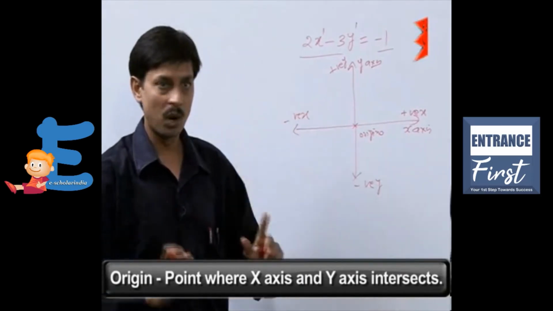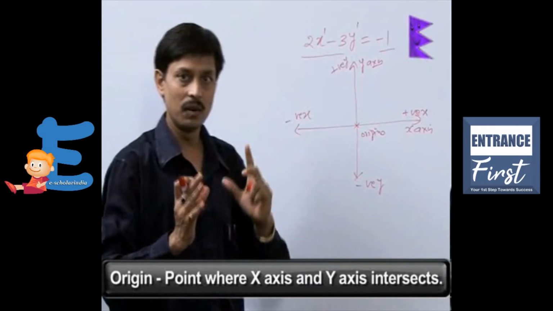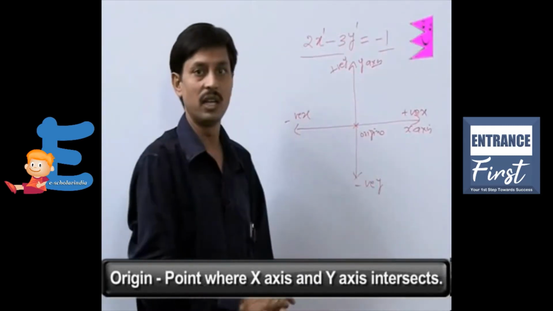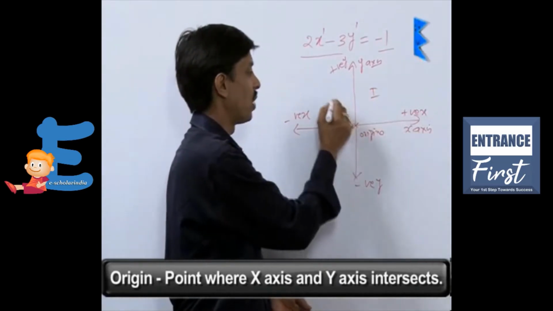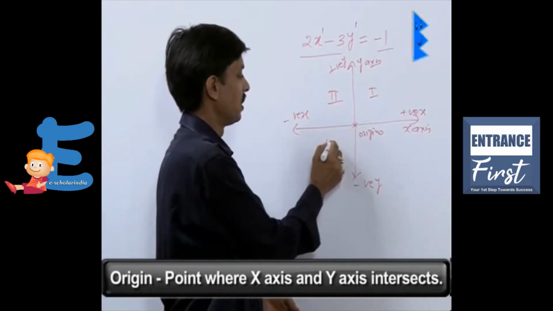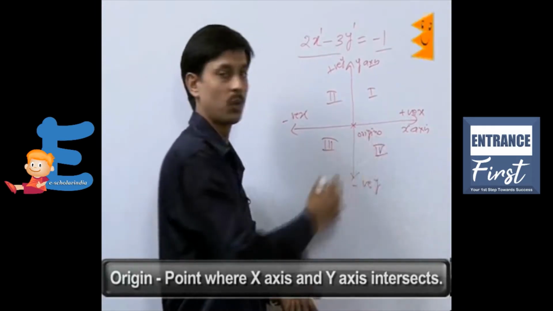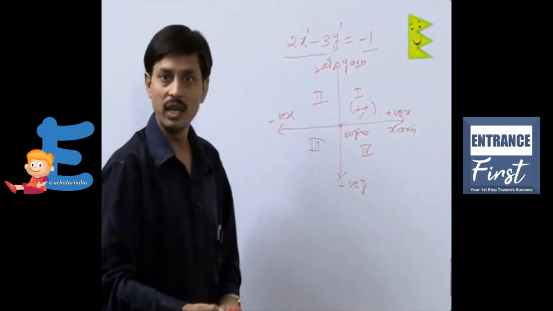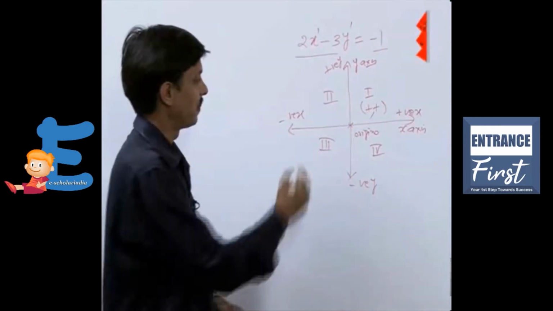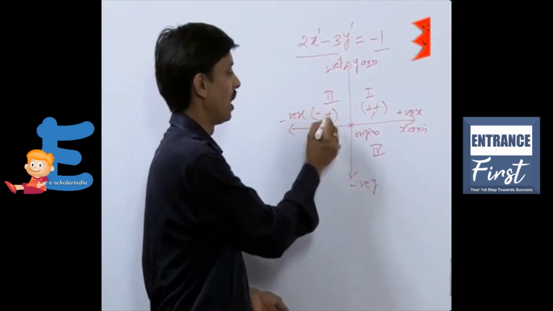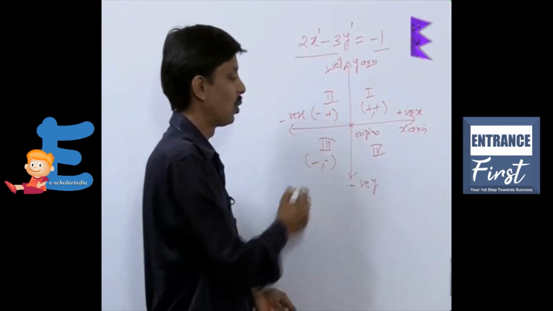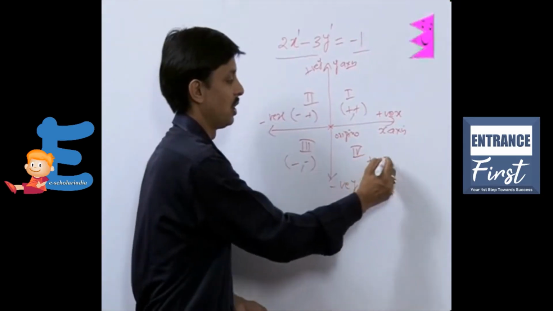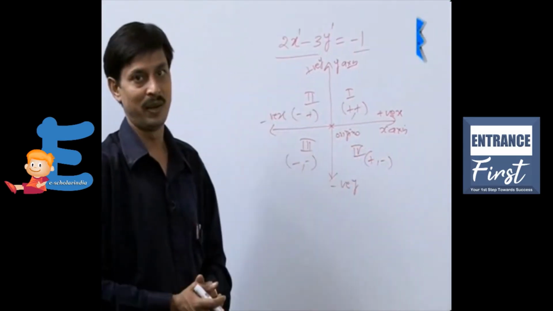So when we plot two axes in a plane, the x-axis and y-axis, the plane is separated into four identical parts. This is the first quadrant, this is the second quadrant, this is the third quadrant, this is the fourth quadrant. The first quadrant is where x is positive and y is positive. Second is x negative, y positive. Third, x and y both are negative. And the fourth one is x positive and y negative.